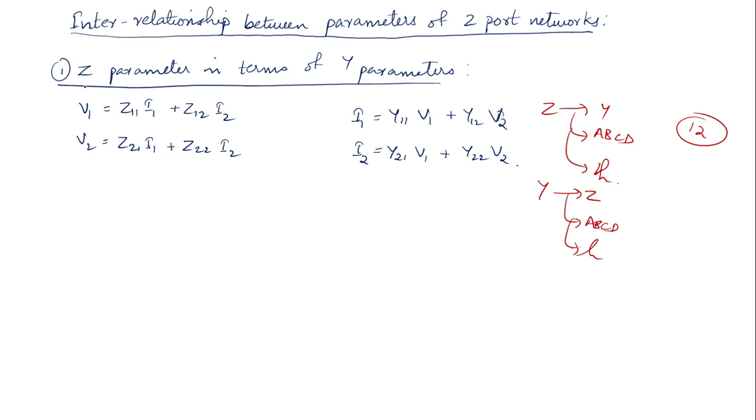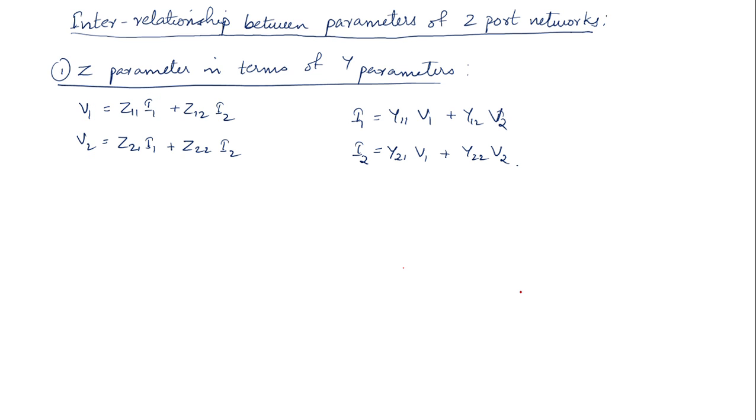Now all the parameters will have the voltages V1 and V2. They will also have the currents I1 and I2. Irrespective of which parameter it is, the Z parameter, Y parameter, ABCD or H parameter, all the parameters will have these four terms, that is V1, I1, V2 and I2. So all you have to do is rearrange these parameters. Now I want the Z parameter in terms of the Y parameter. I want to convert my Z parameter into the Y parameter.